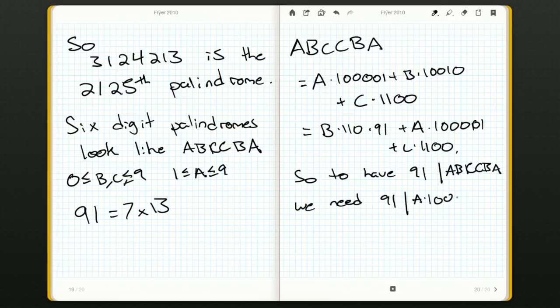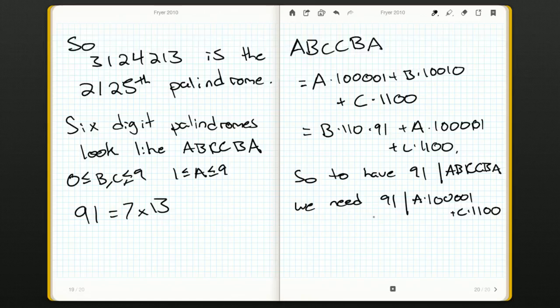A times 10001 plus C times 1100. Now, I don't think either of those other two are divisible by 99 or 91, but let's double check. So 1100. Is it divisible by 91? No. Is it divisible by either 7 or 11, the prime factors? Not divisible by 7, not divisible by 11. Just quick, divisible by 13. So a quick calculator check shows that 91 doesn't divide 1100, neither does either of the factors, 7 or 13.